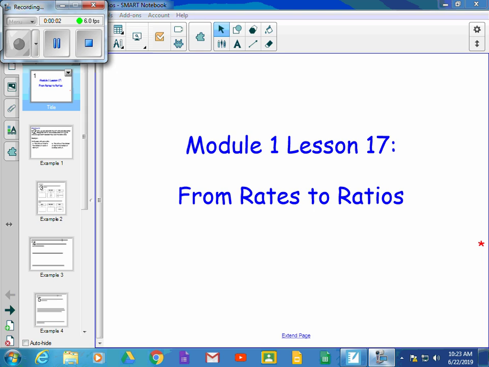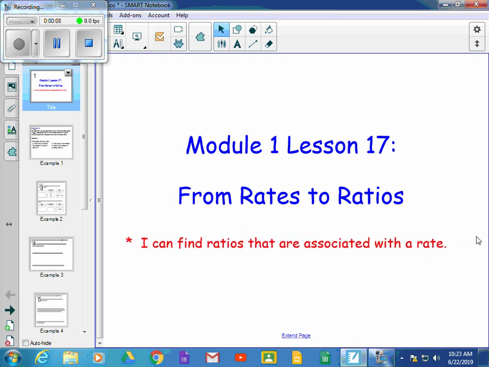This is Module 1, Lesson 17, titled From Rates to Ratios. The goal of this lesson: I can find ratios that are associated with a rate.